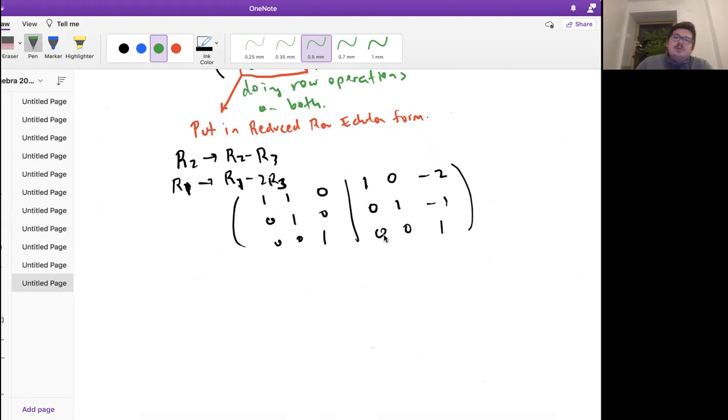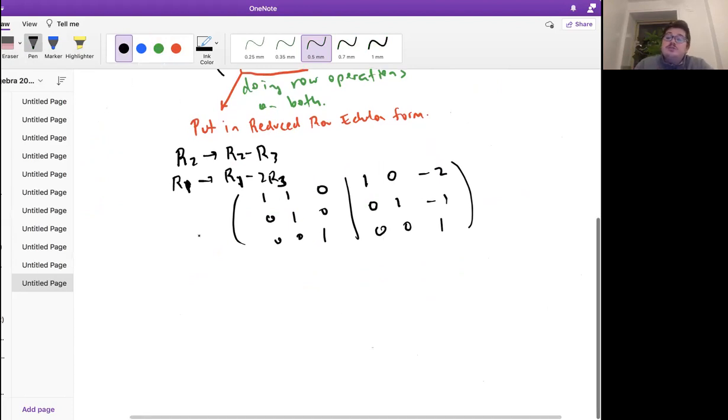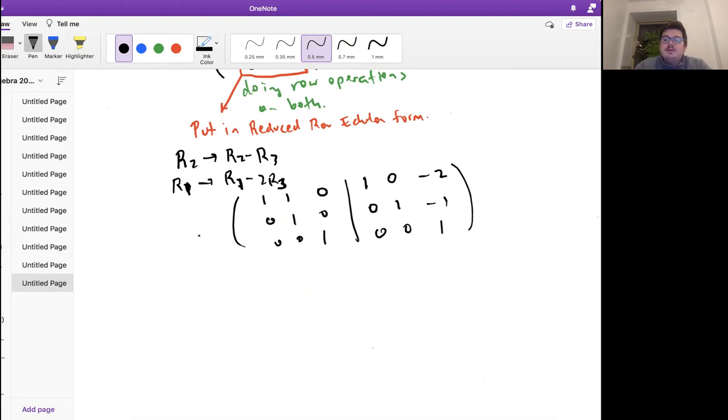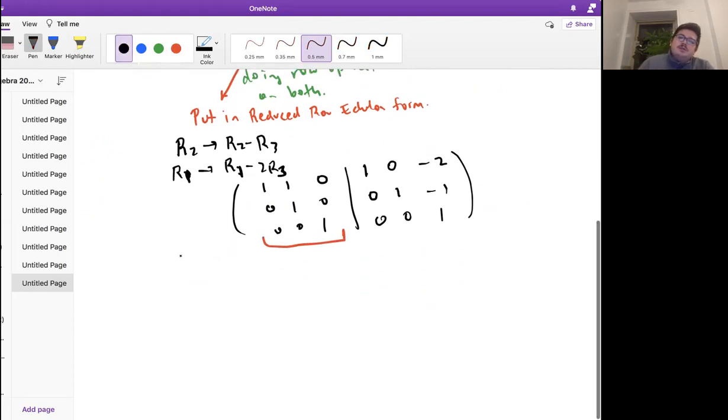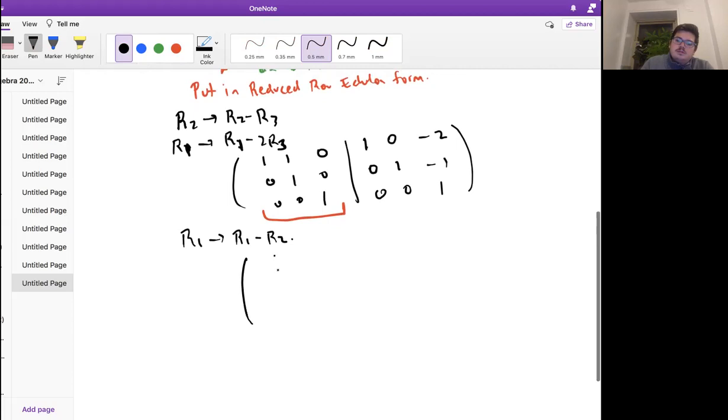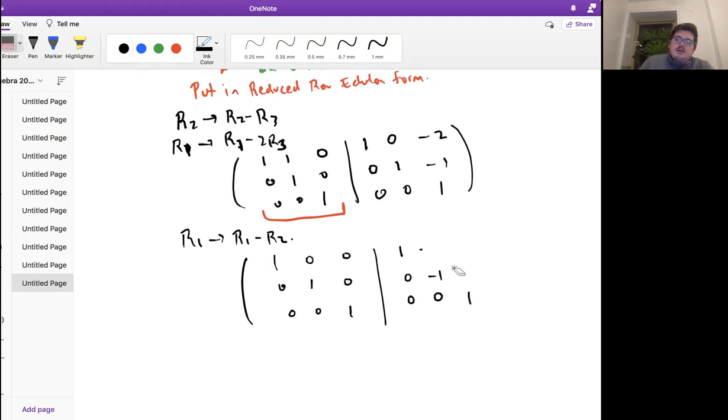Okay, now what's the last step you would do to put this into reduced row echelon form? And again, it's putting the left matrix into reduced row echelon form. Row 1 minus row 2. Oh, look, the reduced row echelon form is identity. So what does that mean? It means that there's an inverse.